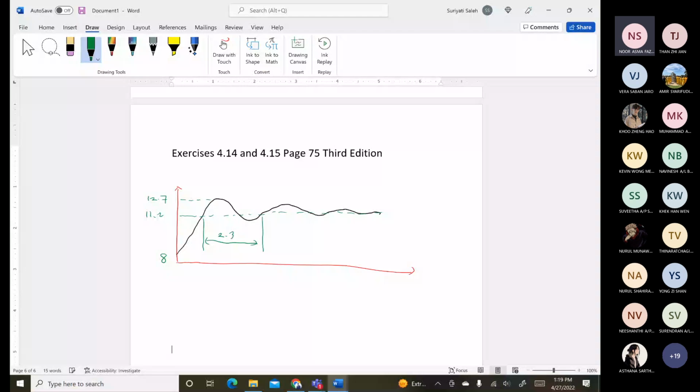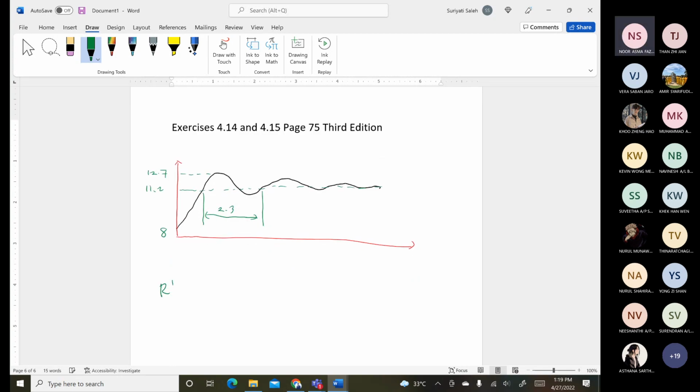Okay, in this case, let's revise a little bit the question. The question wants us to find the P prime(s) over R prime(s) equal to K over tau square s square plus 2 psi tau s plus 1. All right. They want us to find the K, the tau, and the psi: the gain, the time constant, and the damping coefficient. Once we obtain that, then we include them inside the equation.